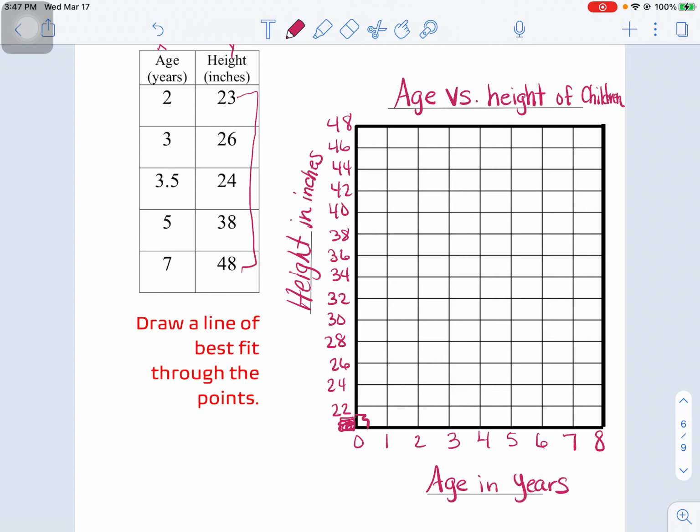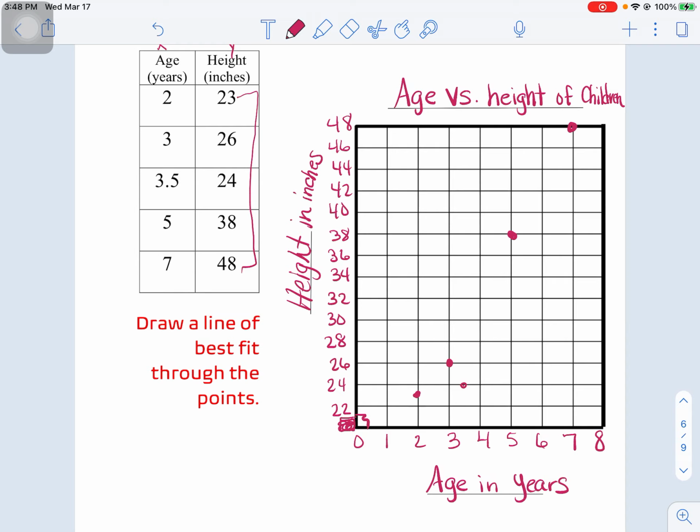So now we're going to plot our points. At the age of 2, we had 23. At 3, we had 26. At 3.5, we had 24. At 5, we had 38. And at 7, we had 48.